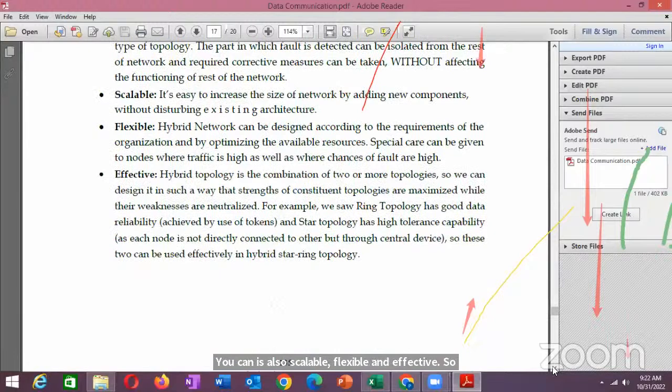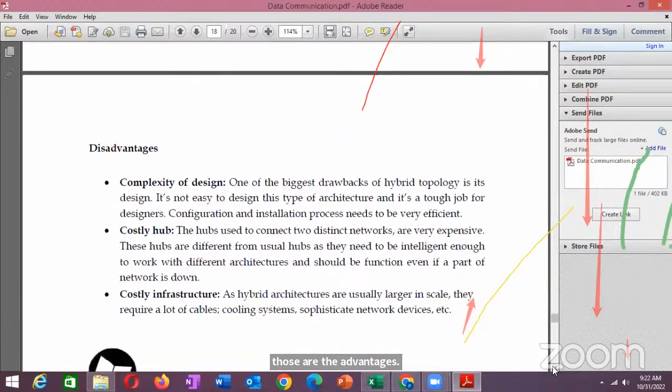The disadvantages: the complexity of the design. One of the biggest drawbacks of hybrid topology is in its design. It's not easy to design this type of architecture, and it's a tough job for designers. Configuration and installation process needs to be very efficient. A costly hub: the hub used to connect two distinct networks is very expensive.